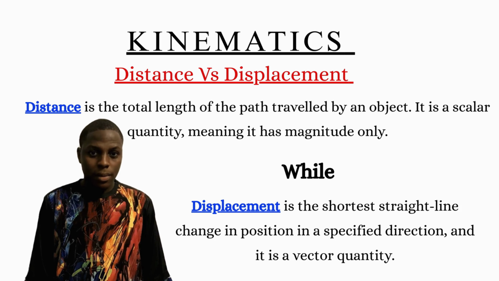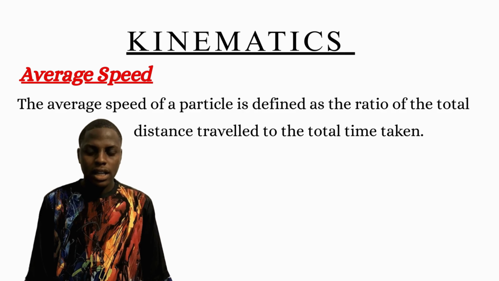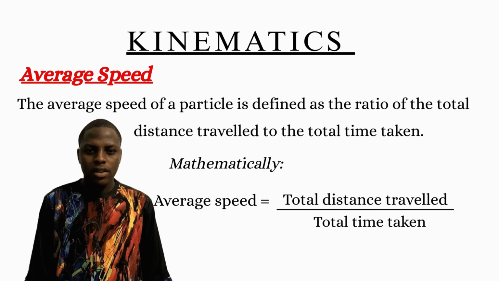Let's consider another parameter: average speed. The average speed of a particle is defined as the ratio of the total distance traveled to the total time taken. Mathematically, average speed equals total distance traveled divided by total time taken. For example, if a car covers a certain total distance within a given time interval, we calculate the average speed by dividing the total distance by the total time. It does not matter how the car moved during the journey. What matters is only the total distance and total time.